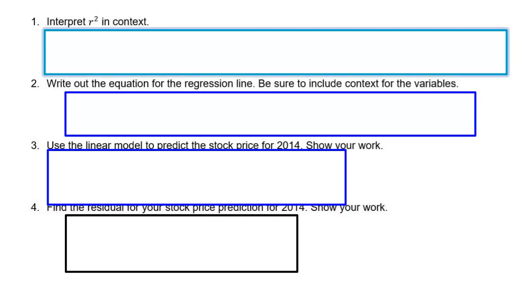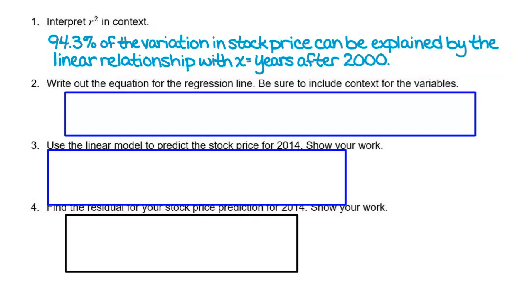That is perfect. That is absolutely perfect. 94.3% of the variation in stock price can be explained by the linear relationship with X, or with years after 2000. That is 100% correct. Love it.